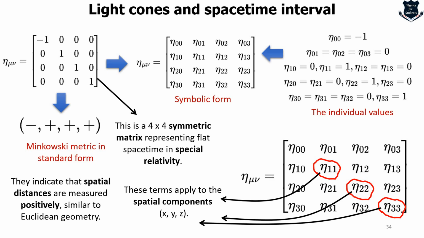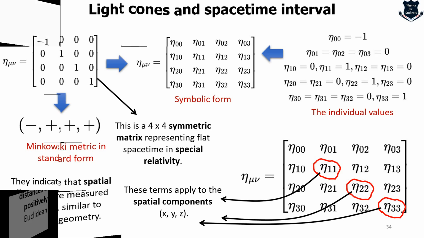But those which are 0, for example, you see there are a lot of zeros. These mean that time does not influence spatial coordinates directly. We can say that the different spatial coordinates do not mix with each other in Minkowski spacetime.